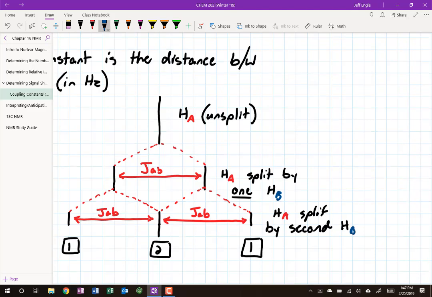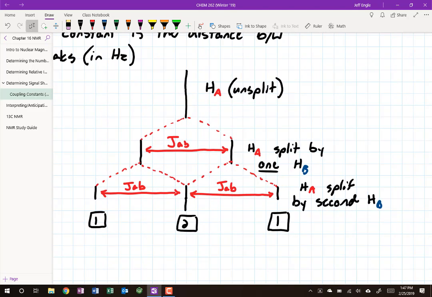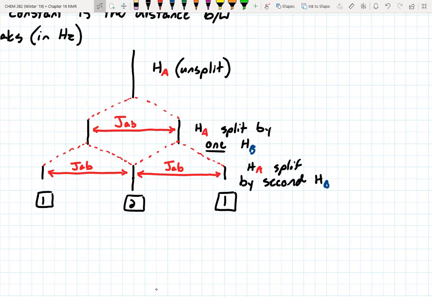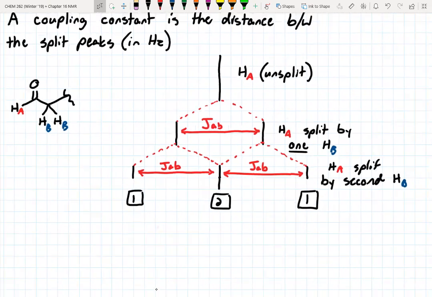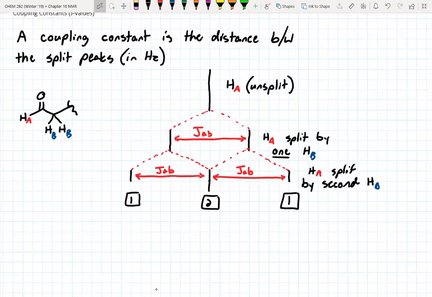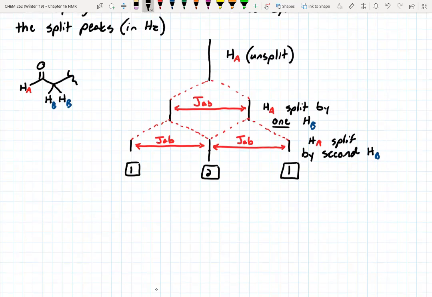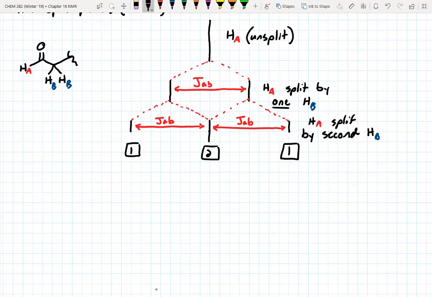All right, so this is HA split by that second HB. Okay, so this kind of explains in an abstract way why we observe a triplet. When we split the peak the second time, the two peaks overlap, right? And that makes them twice as tall, so it's a 1 to 2 to 1 ratio. And so this gives you that signal shape that looks a lot like a triplet.